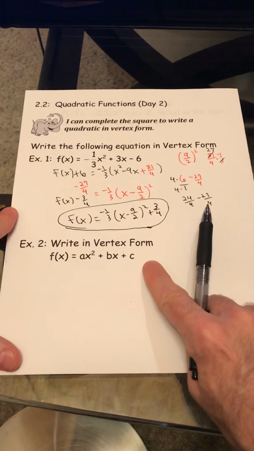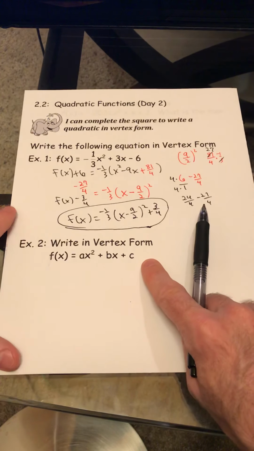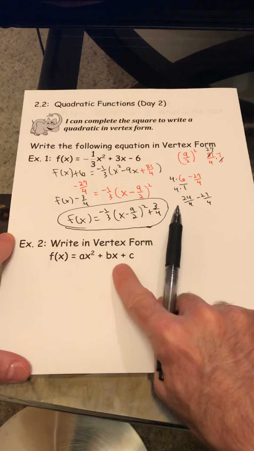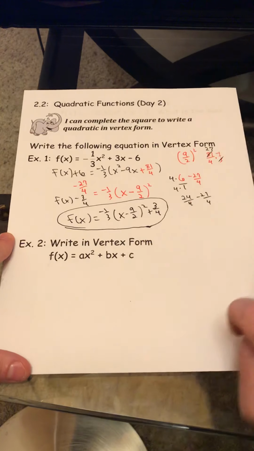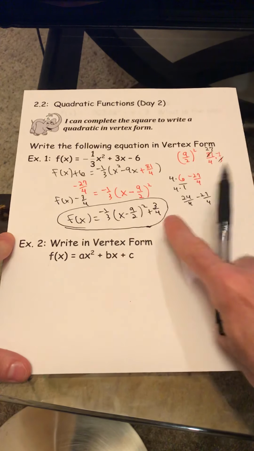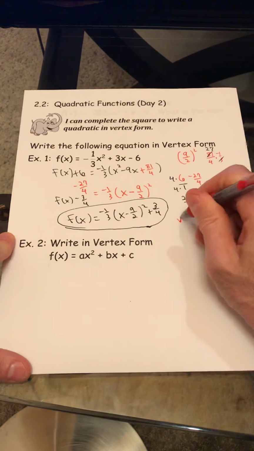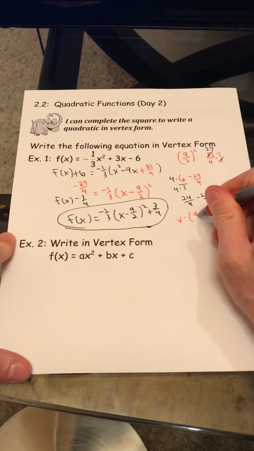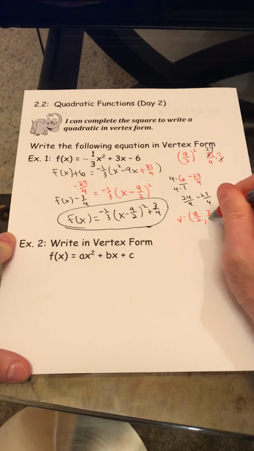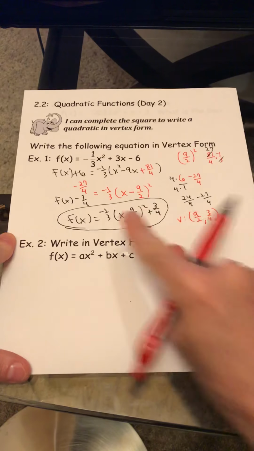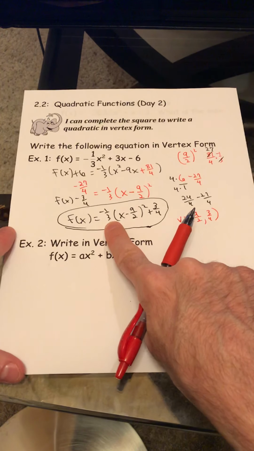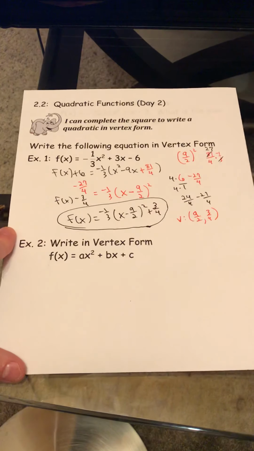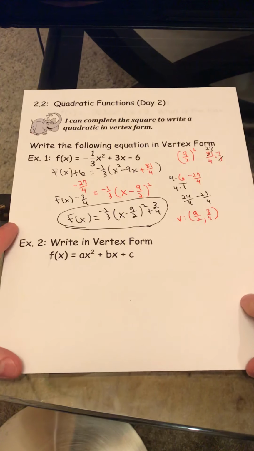All right, example 2. Now what we're going to do is use the general quadratic form and go over how to write that in vertex form. And certainly, even though I know it wasn't asked, the vertex of this parabola is 9/2, 3/4. A is negative 1/3, meaning it would open down, and has a vertical shrink as well, just to talk about a couple of other topics too.